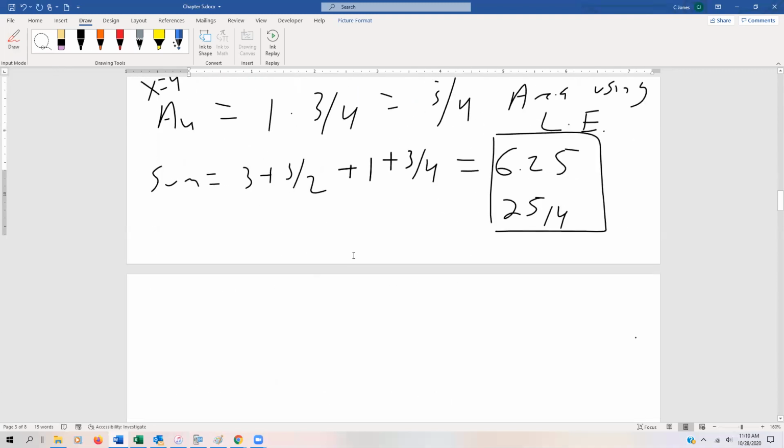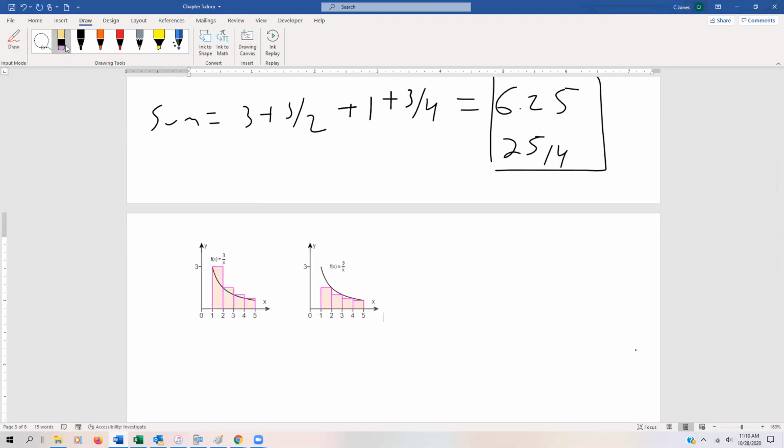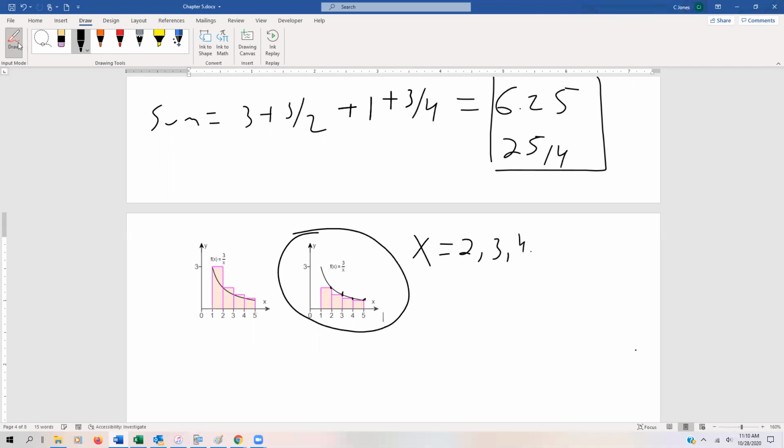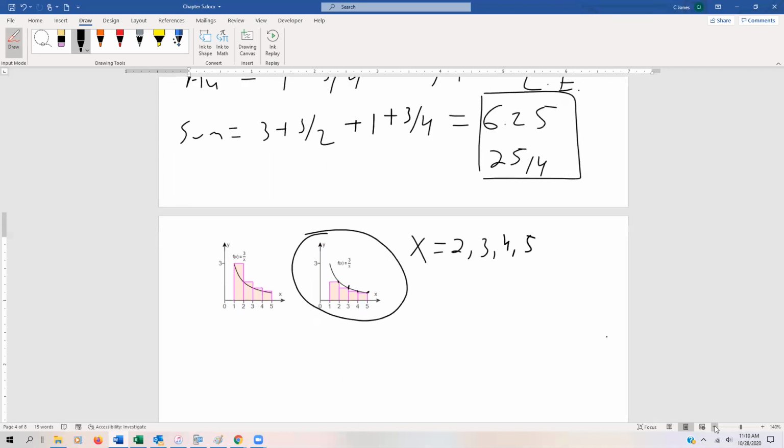Right? So I'm just going to copy this image. Right? So now what we're doing is we're looking at this diagram. And in this diagram, we're going to start at the right endpoint. So notice we're starting at 2, and then we have 3, and then we have 4, and then we have 5. All right, so x is going to be equal to 2, 3, 4, 5. And again, this is for the right endpoint.